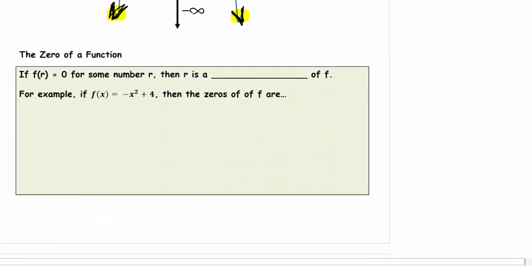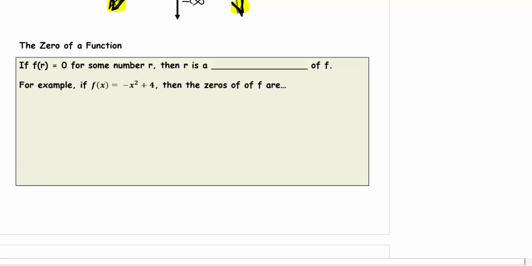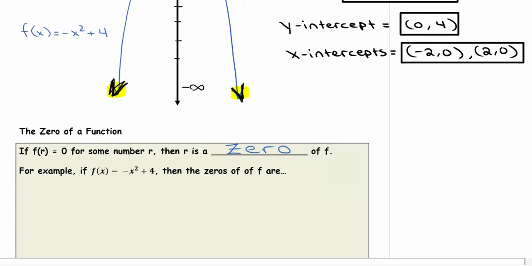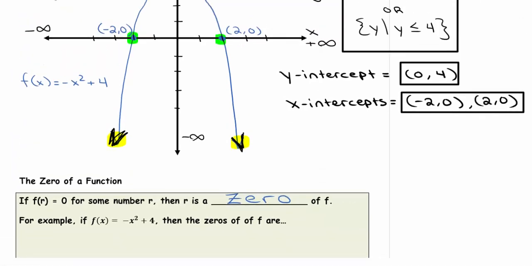The zero of a function. If f of r is equal to 0 for some number r, then r is a blank of f. And what we want to write in there is the word zero. For example, if f of x is equal to negative x squared plus 4, then the zeros of f are, well, we could actually look up here and figure it out. Remember what it's saying here, right? f of r, or you can imagine f of x, is equal to 0.